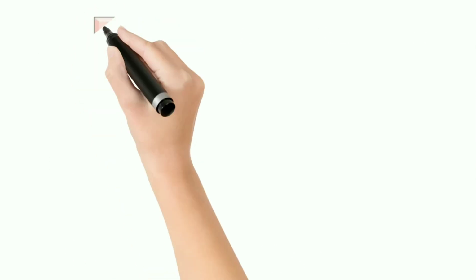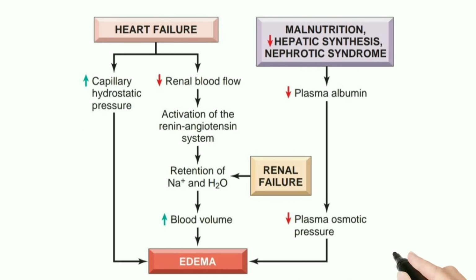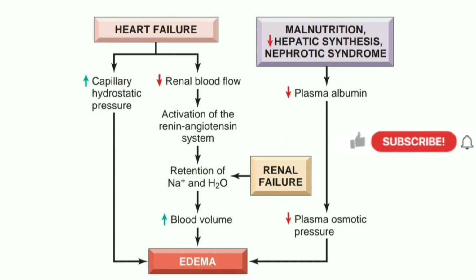Now we discuss the actual mechanism of systemic edema in heart failure, renal failure, malnutrition, hepatic failure and nephrotic syndrome. In heart failure, the increased hydrostatic pressure directly causes edema. Another way is decreased blood flow to the kidney, and there is activation of the renin-angiotensin system, then there is retention of sodium and water, which also occurs in renal failure. The retention of sodium and water causes increased blood volume and causes edema.